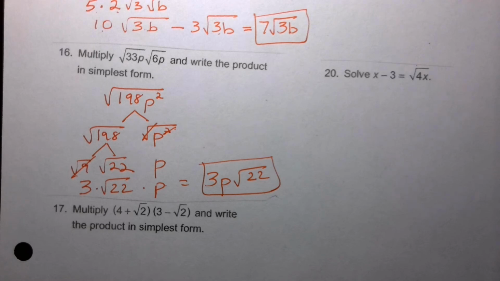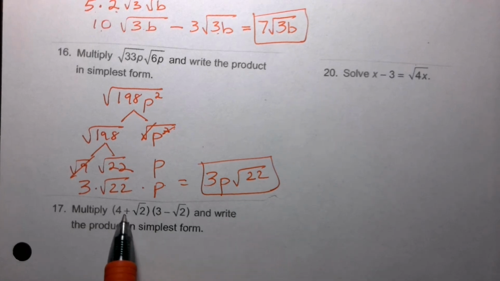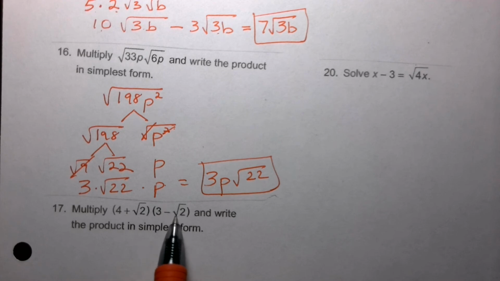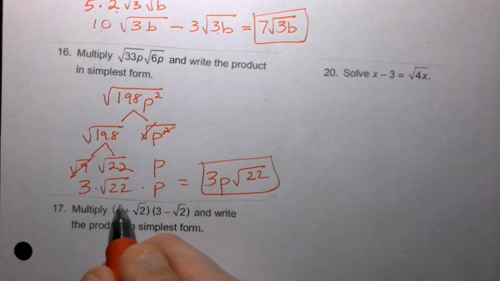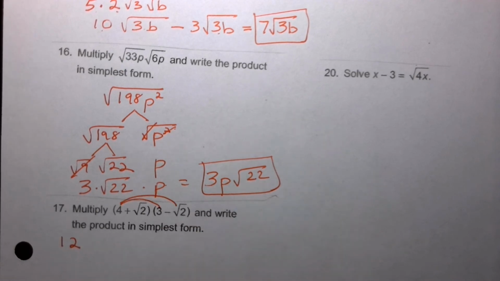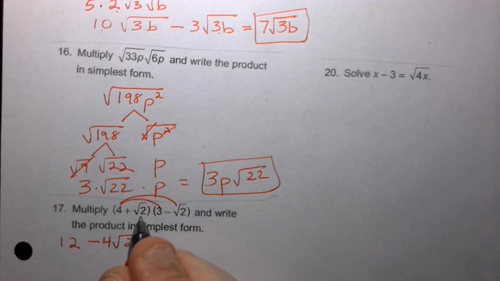All right, 17. Now, because we have adding and subtracting in both, it's like a FOIL. It's where you have to take both of these terms. We have 2 terms here and 2 terms here, and we have to multiply them all. So you're going to get 4 terms. So let's do that. 4 times 3 is 12. 4 times a negative square root of 2 is minus 4 root 2.